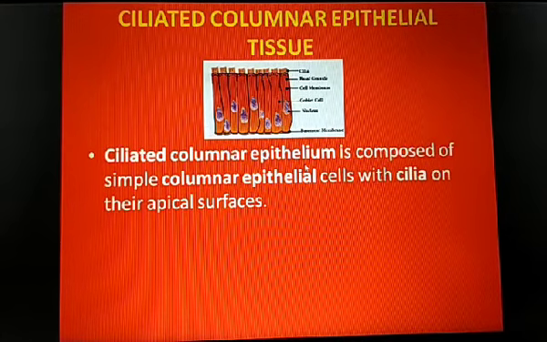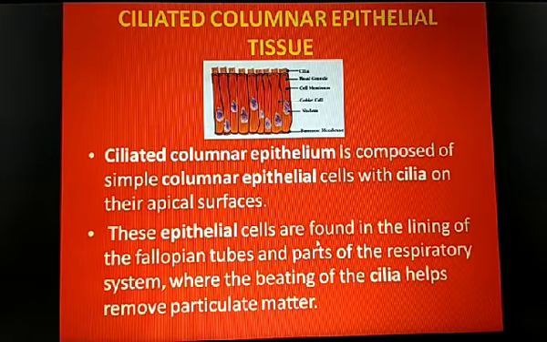Ciliated columnar epithelial tissue is composed of simple columnar epithelial tissue with cilia on their apical surface, or on their top surface. These epithelial cells are found in the linings of the fallopian tube. You must be aware of this term, fallopian tube. These are parts of the female reproductive system. The fallopian tube is also called the oviduct. They are also found in parts of the respiratory system, where the beating of the cilia helps remove particulate matter.